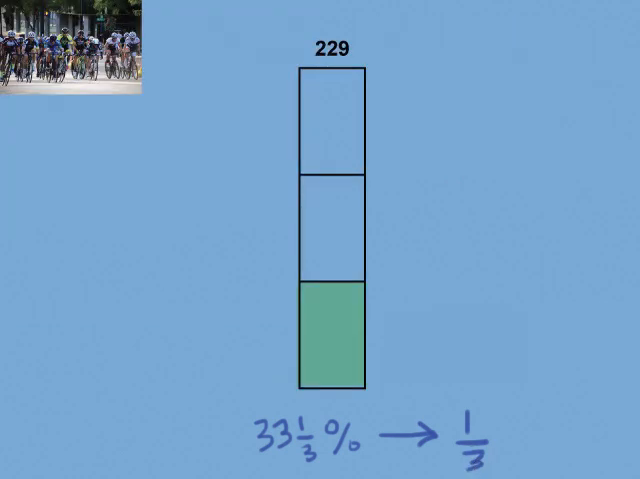This 3-section rectangle represents the 229. Find 1/3 of 229, which is roughly equal to 76. So about 76 of the cyclists had never been in a bikeathon before.